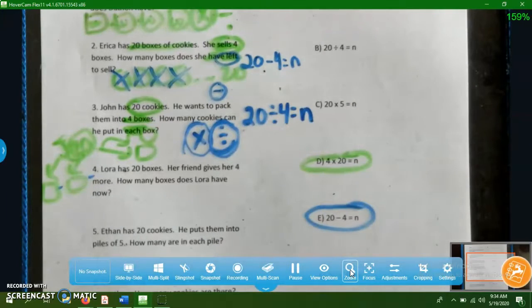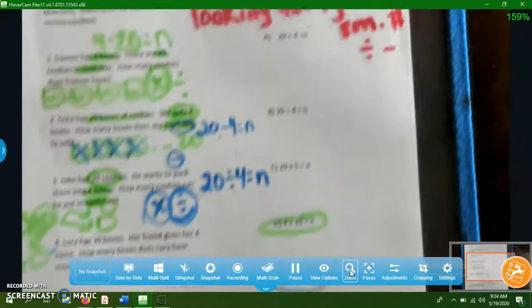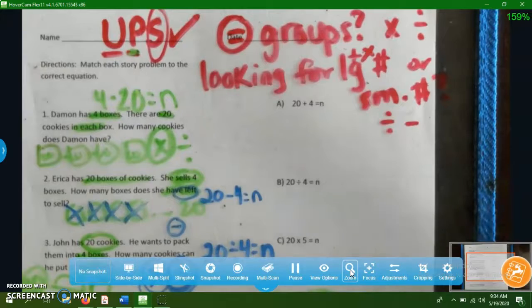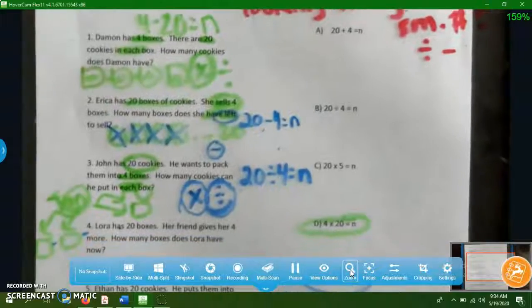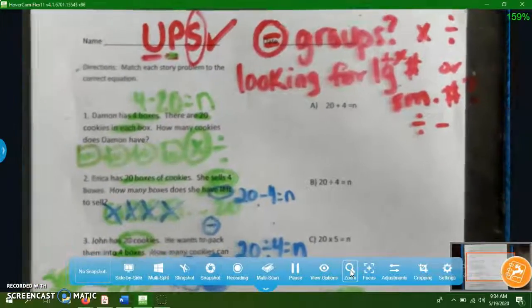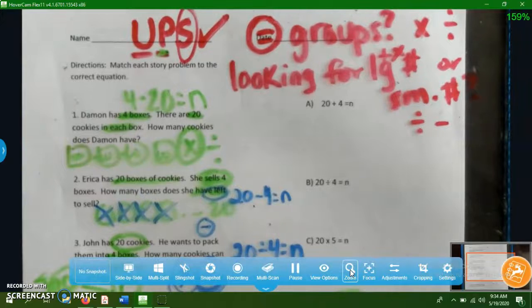So you can see that the UPS check strategy that we've used for word problems all year is going to be especially helpful as you work through these algebra equations. So remember to use UPS check and ask yourself those 2 important questions. Are there equal groups? And am I looking for a larger number or smaller number? And practice makes progress with this. So practice, practice, practice, and you will find these getting easier as you go. Let me know if you have any questions.